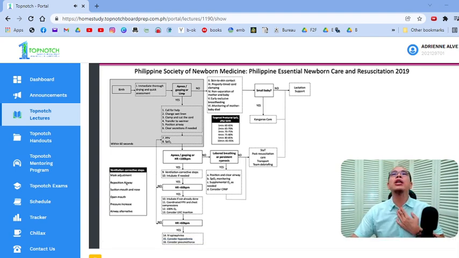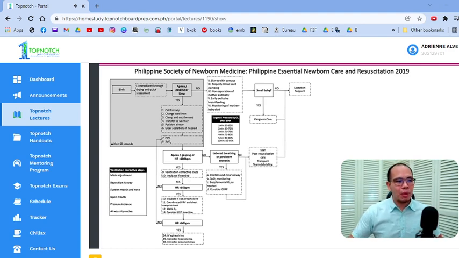Maybe the baby is too flexed or too extended. Suction the mouth and the nose, maybe there is just an obstruction. Open the mouth. You might need to increase your pressure. You might need to provide your PEEP, your positive end-expiratory pressure. Or you might consider an alternative and advanced airway, okay? And then, how long do you do this? Again, 30 seconds. After 30 seconds, if there is still no improvement, you consider intubation.